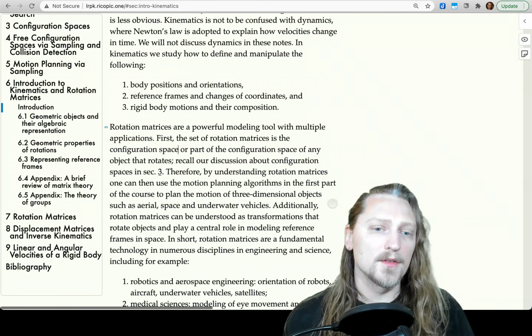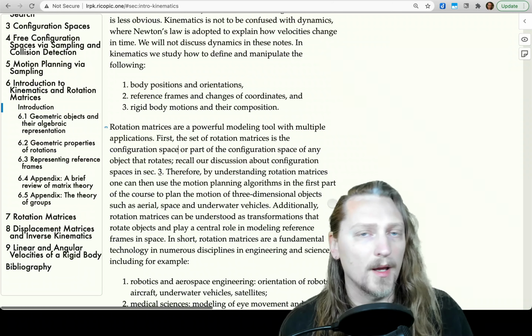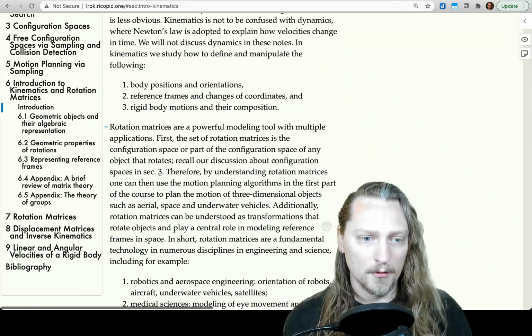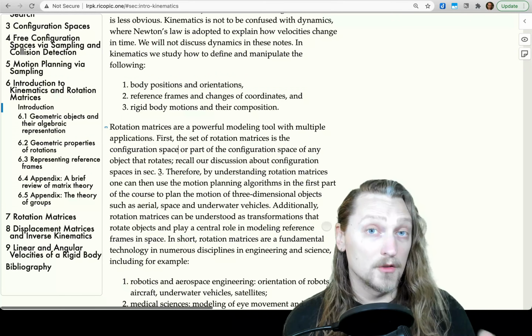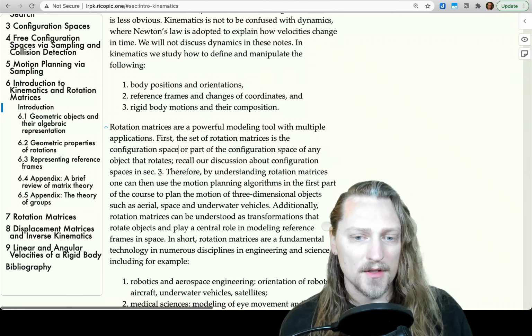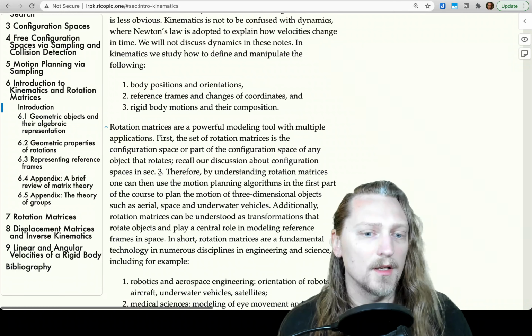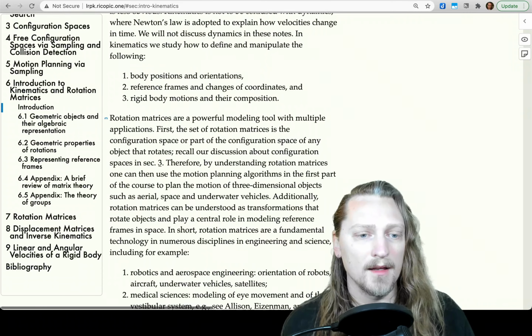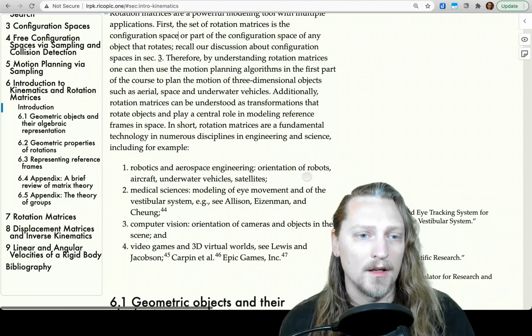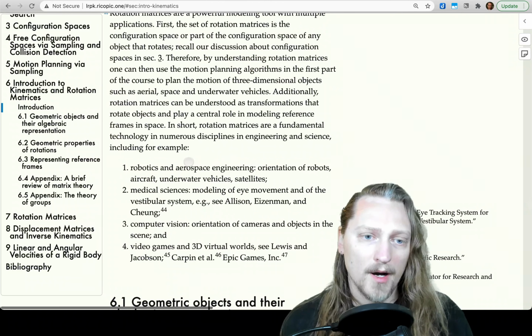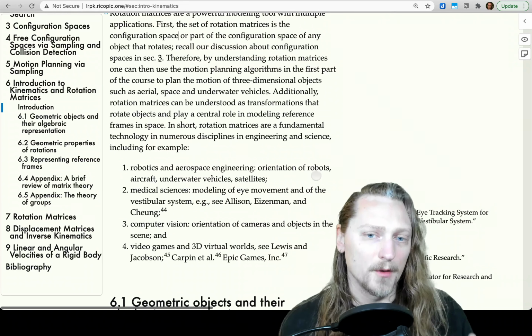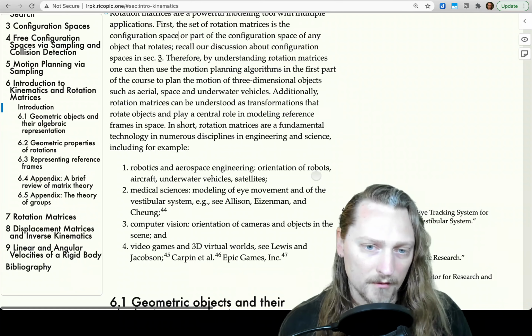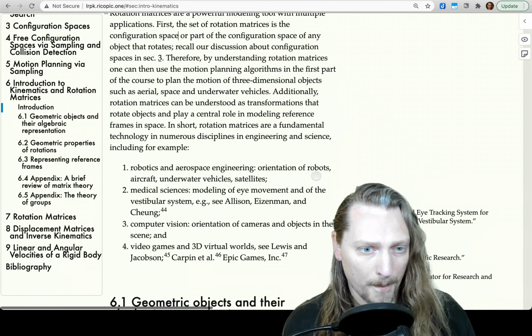Additionally, rotation matrices can be understood as transformations that rotate objects and play a central role in modeling reference frames in space. In short, rotation matrices are a fundamental technology in numerous disciplines in engineering and science, including, for example, 1. Robotics and aerospace engineering, the orientation of robots, aircraft, underwater vehicles, satellites, etc.